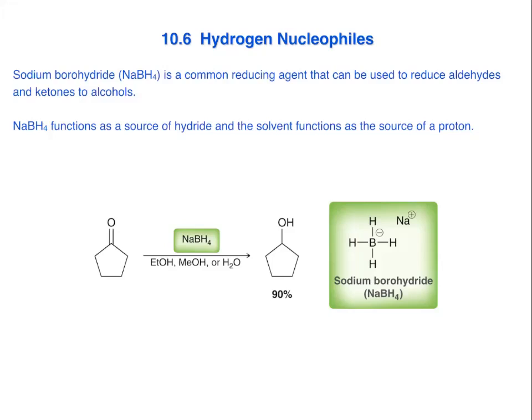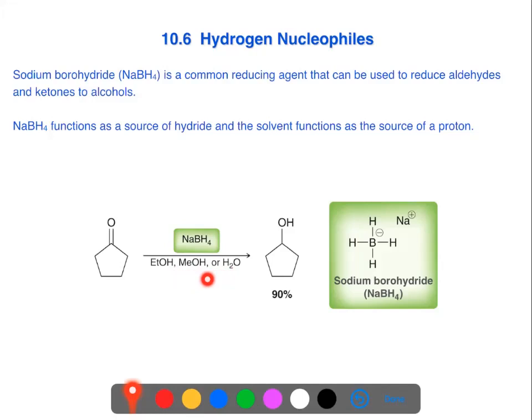The basic premise is that sodium borohydride functions as a source of hydride. It's a hydride delivering agent, and the solvent functions as the proton source. Sodium borohydride can be used in a variety of solvents. We don't need all three; it's just to show you that you could choose any polar protic solvent, with water, ethanol, and methanol being the most common solvents of choice.